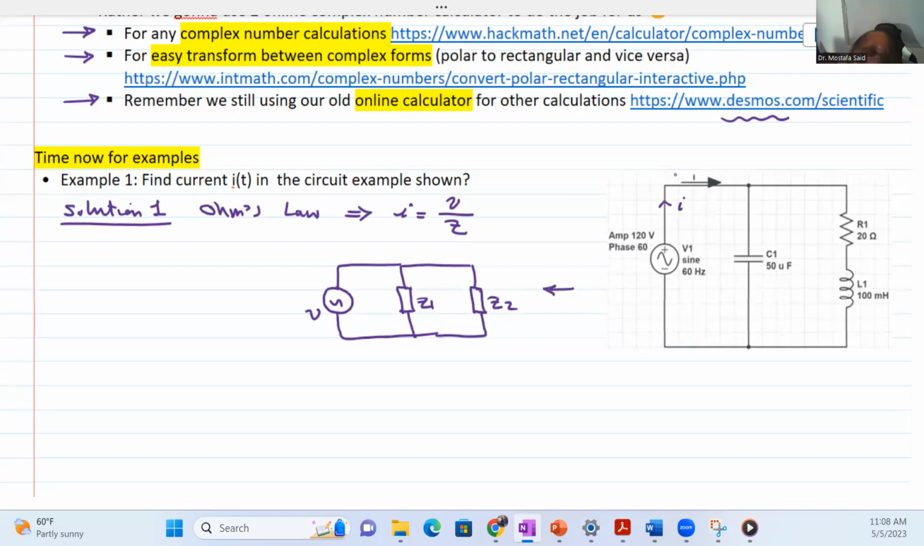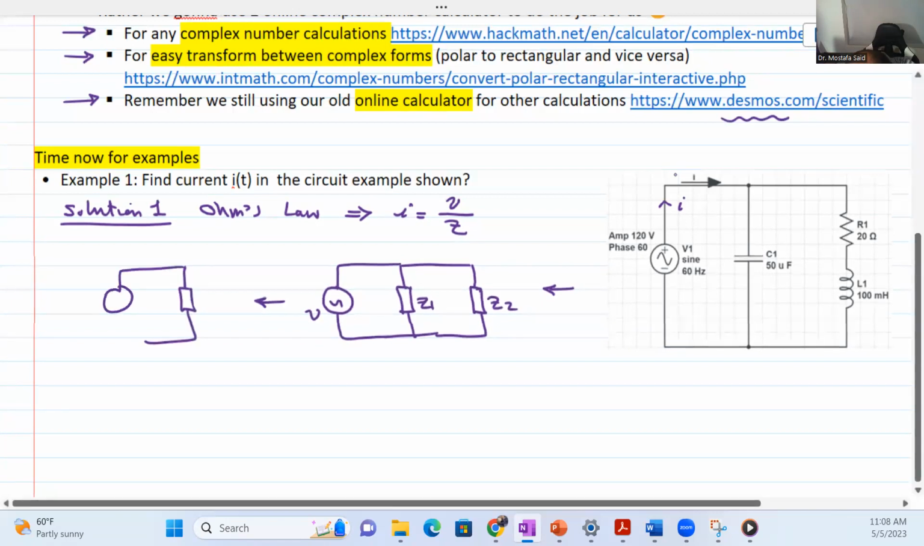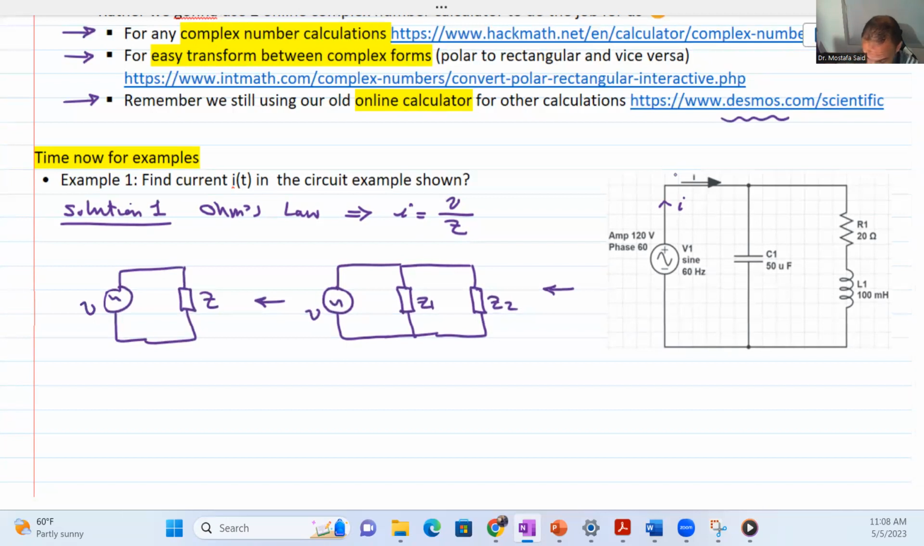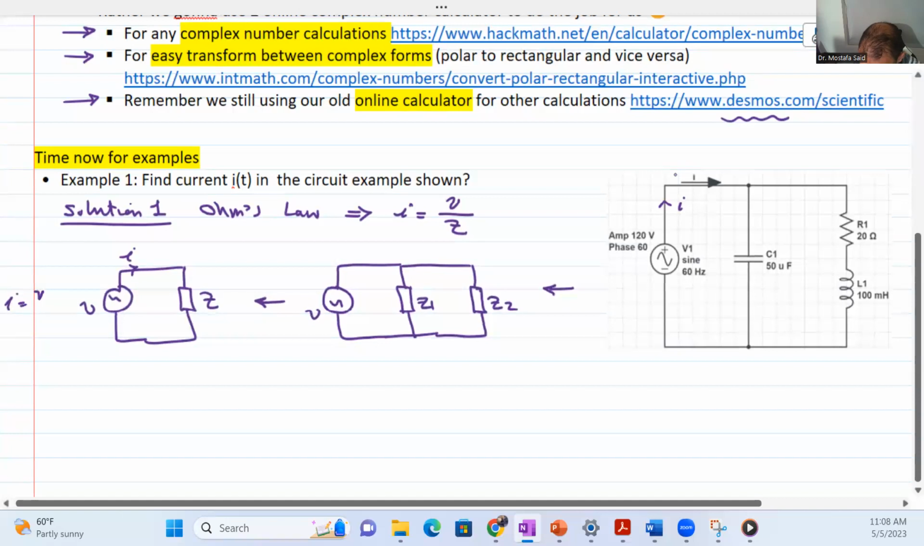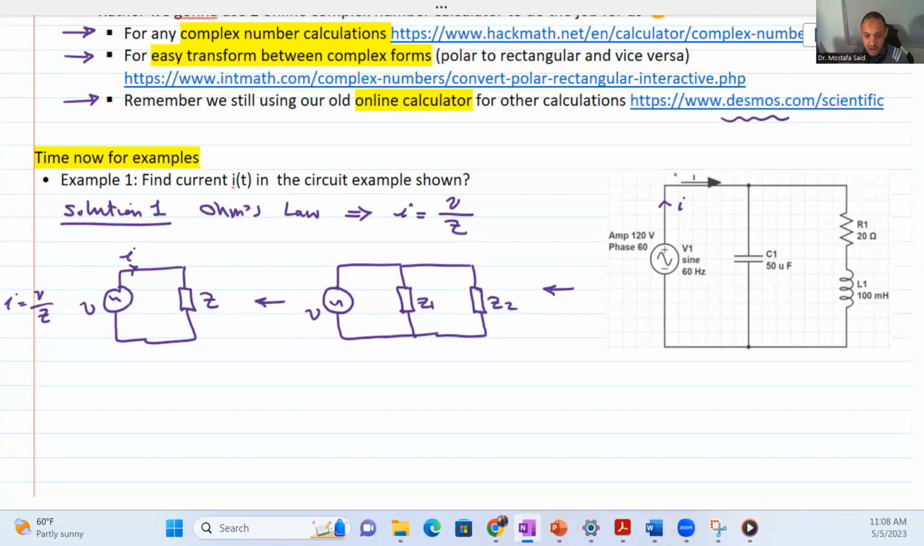Let's call this Z1, this Z2, and this is our source V. Good. Now, these are two impedances in parallel, so we can reduce them into just one impedance Z, right? And finally, from that, we get I, of course. So I equals V over Z. So once we find Z and V, we can get I.